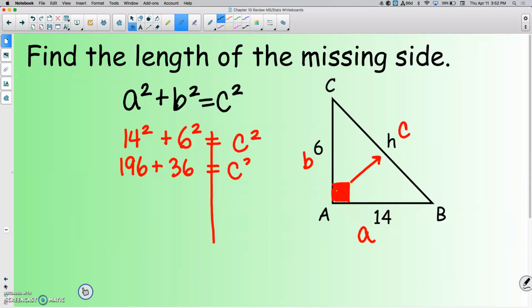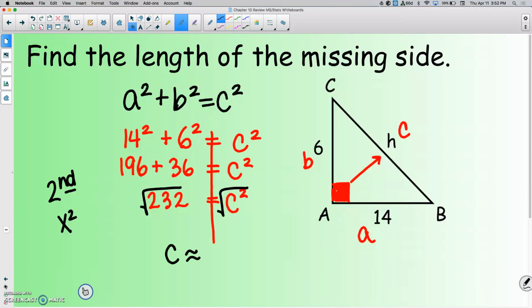And then because we're looking for the hypotenuse, the numbers that we have are on the same side, 196 plus 36. So I do need to add those together. So that gives me 232 equals c squared. So then the square root of 232. Remember that key on my calculators is the second function and then the x squared key. So make sure you understand how to use that key on the calculator. And then if I round my answer to the nearest tenth, I get 15.2.